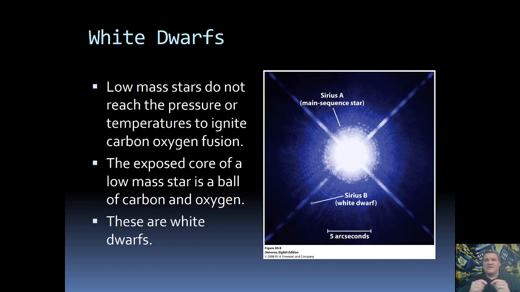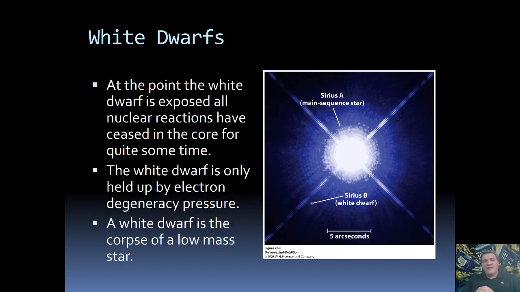Now, low-mass stars never get to the pressure or temperature necessary to begin carbon fusion. So once the core has reached carbon, fusion ends. Eventually, all of the outer layers are going to be lost to space, so we're left with just the non-fusing carbon core. This thing that is left over is what we refer to as a white dwarf.